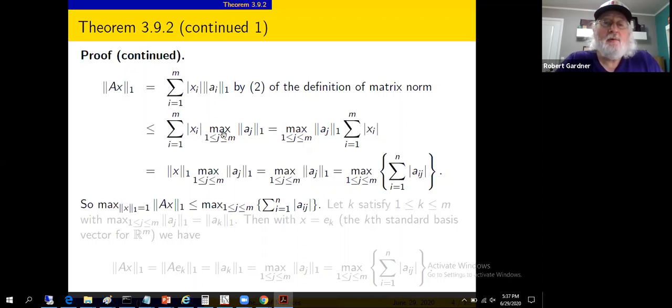Okay, now we can bring that maximum outside of the summation. That's in a sense why we did this. Bring the max outside of the summation. You couldn't do that up here, summing over i, and we had i inside that norm.